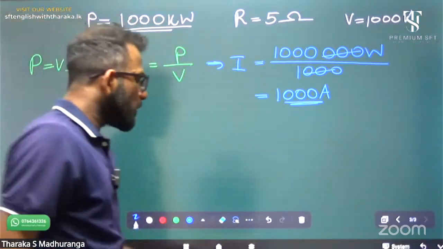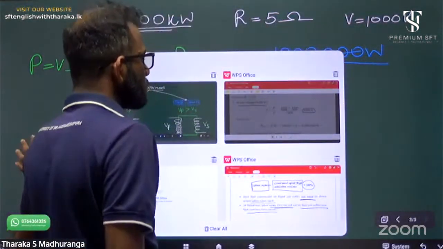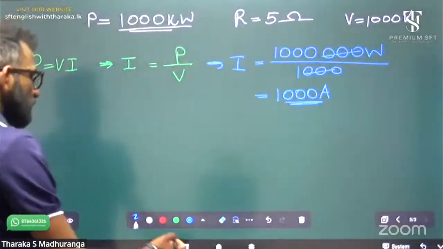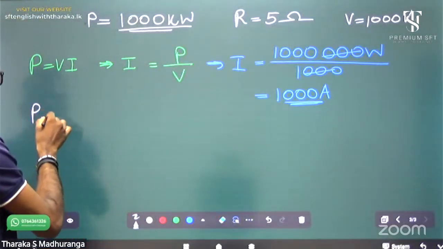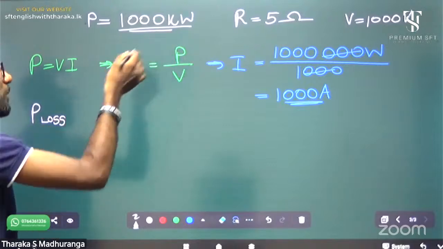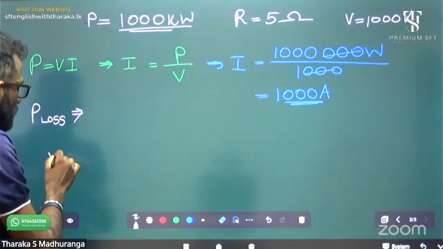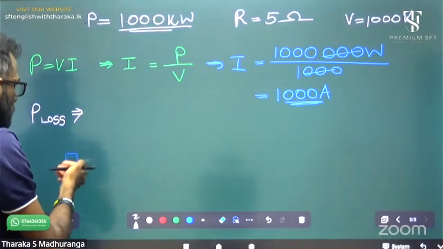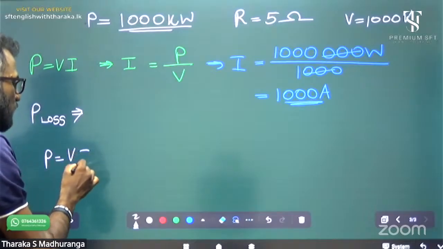Okay, according to the power equation, we can calculate the power loss due to resistance. Power loss equals, according to P equals VI. Sorry, P equals VI. We have more equations, no? Last day I explained.